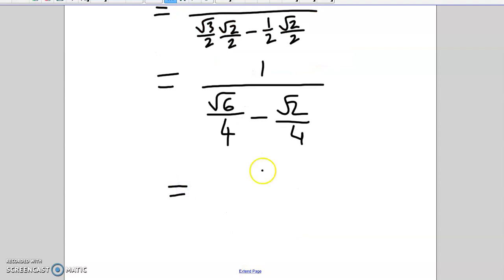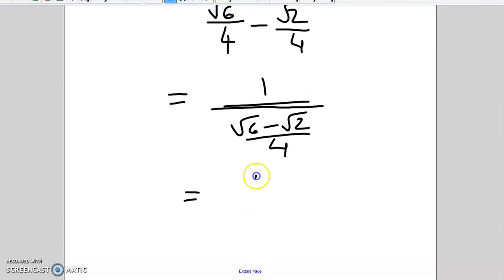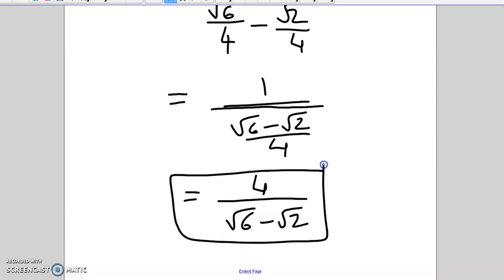Then combine together 1 over square root of 6 minus square root of 2 over 4. And then I'm going to take just the reciprocal of this. So this is 4 over square root of 6 minus square root of 2. And that's the final answer for that one.